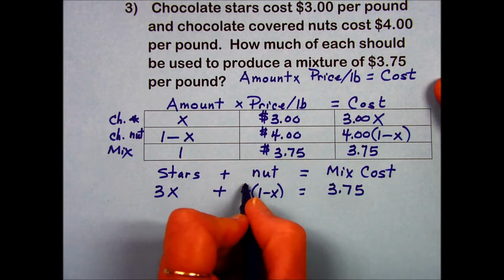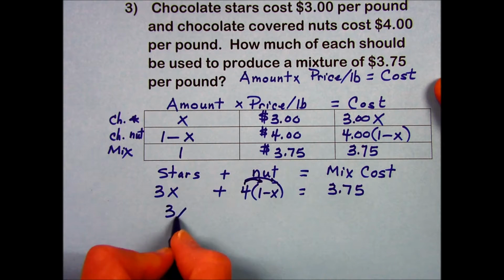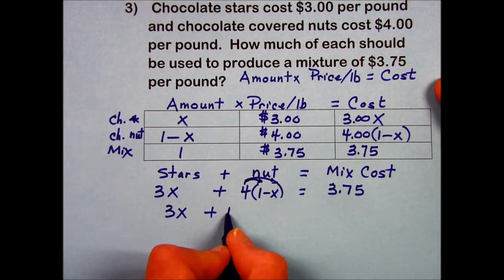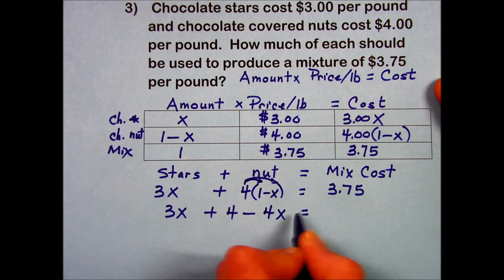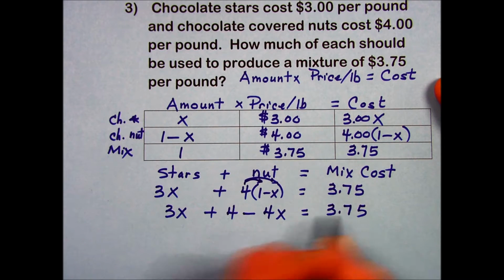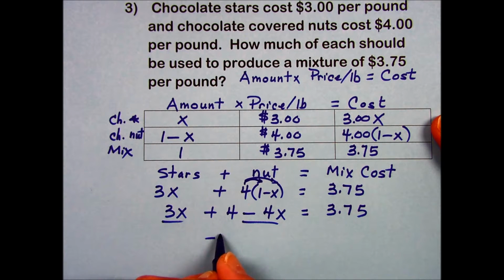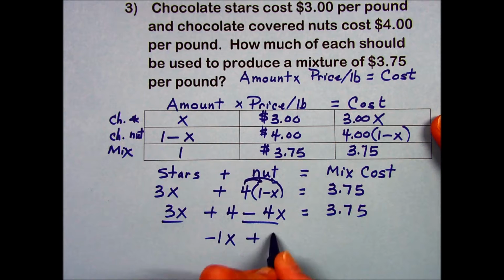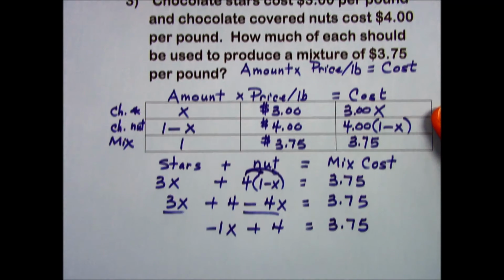Solving this equation, first thing we need to do is eliminate the parentheses. So each of those quantities gets multiplied by 4: 4 times 1 and 4 times x. Next, we want to combine like terms. 3x minus 4x results in a negative 1x, plus the 4, is equal to 3.75.